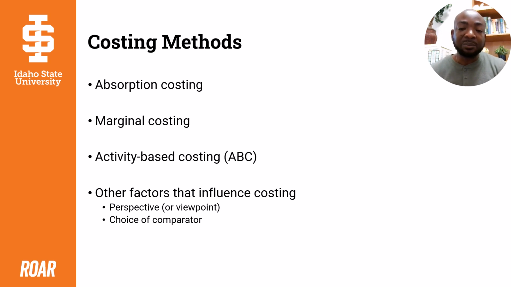So let's talk a little bit about costing methods. In absorption costing, the products or cost objects are charged with all the direct costs, and a share of the overheads is absorbed. So absorption costing does not accumulate or report the costs of activities or processes. In marginal costing, the cost is estimated by dividing the cost into two categories, fixed and variable.